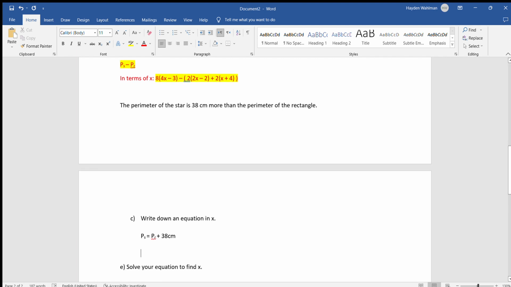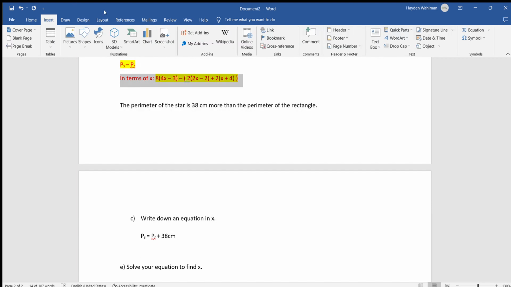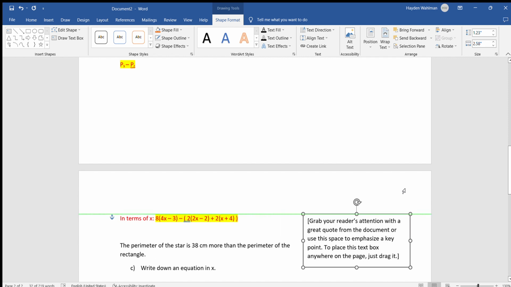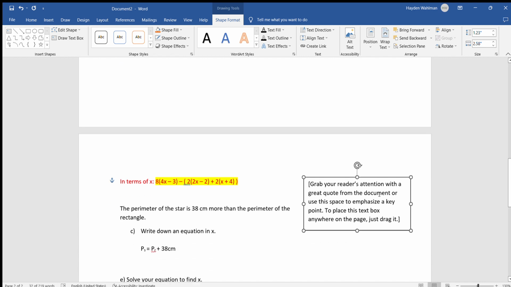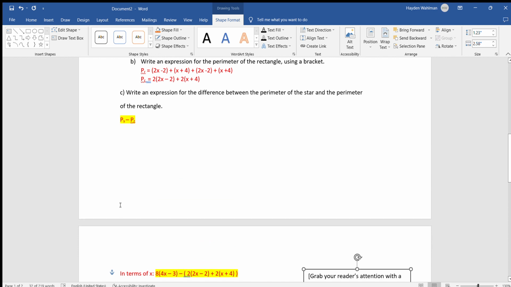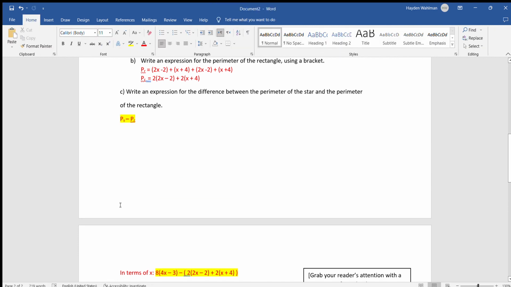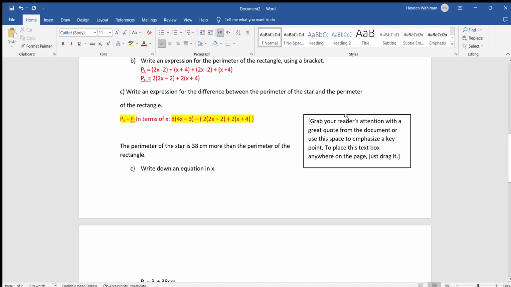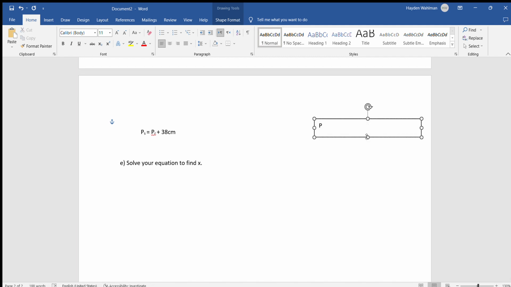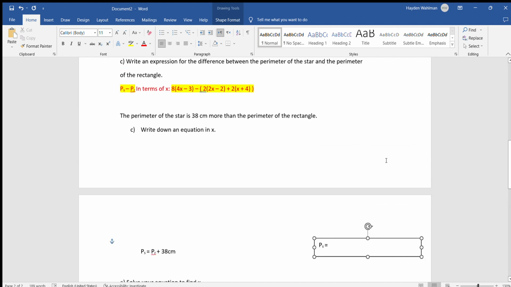Let's write it down in terms of X. So let's put a little text box over here, just to remind us what PS and PR were, okay? So let's remember P star, what did that equal again? Let's go up just to remind ourselves.